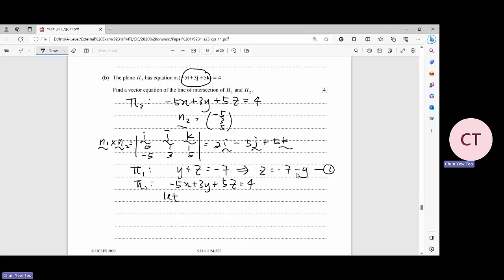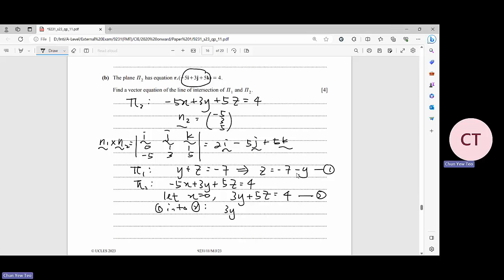I just need to let one of the variables become 0. So usually I will let x equal to 0. You don't have to follow me because if you refer to the mark scheme, I believe the mark scheme will let a different variable become 0. So this one, the answer will not be unique. However, I will let x equal to 0. Then I will get 3y plus 5z equal to 4. Then this will be equation number 2. So 1 into 2.